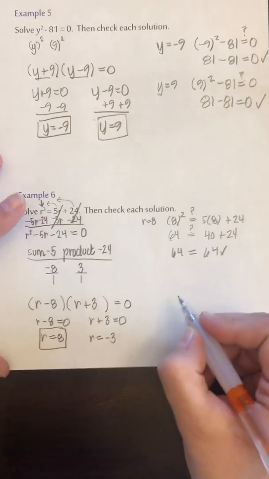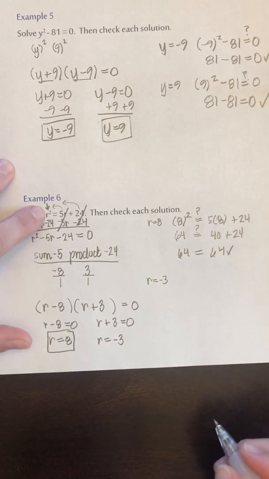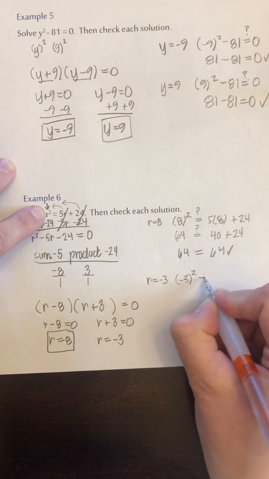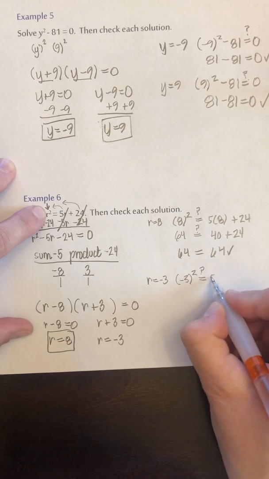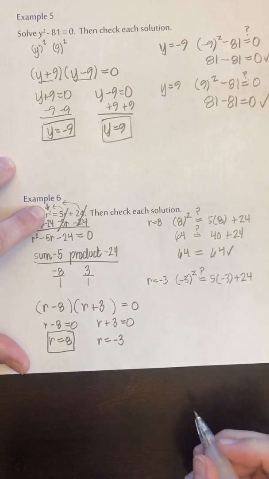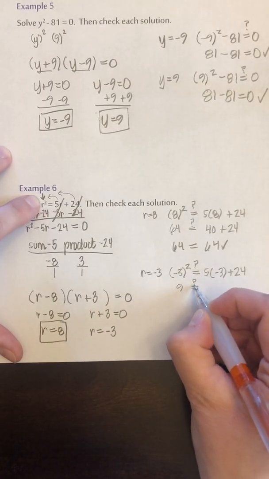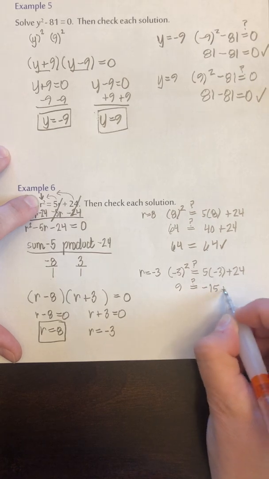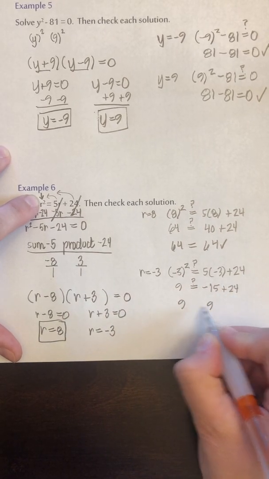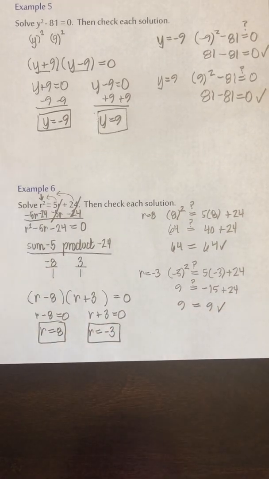Now I'm going to check the other answer, which was a negative 3. Again, I'm going back to the original problem. So I'm going to have negative 3 squared. Does that equal 5 times negative 3 plus 24? Negative 3 squared is 9. 5 times negative 3 is negative 15. And when we add negative 15 to 24, we get 9. So yes, that one is a solution as well.